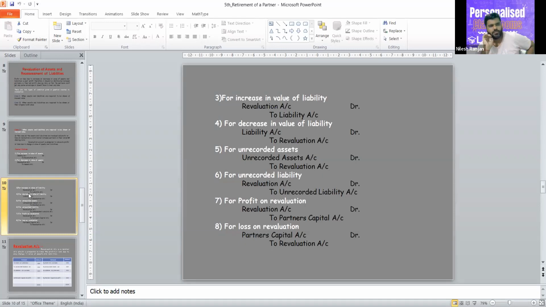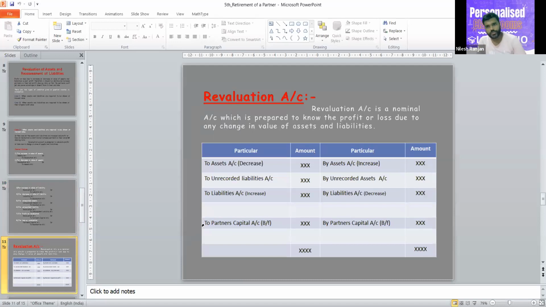If there is profit, then the partners' capital account is credited in the journal: revaluation account debit to partners' capital account. If there is loss, then partners' capital account debit to revaluation account. Do you want to write these things, or have you already written them? Okay, so this is the format of the revaluation account.